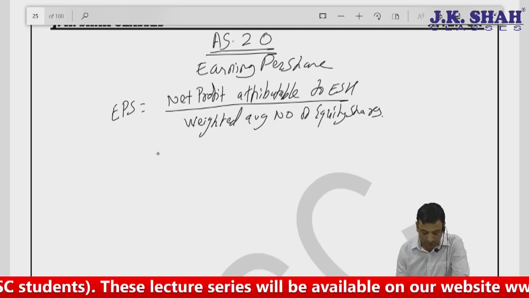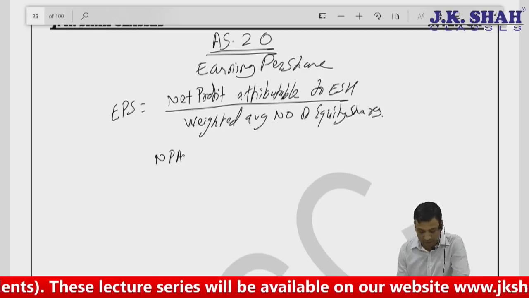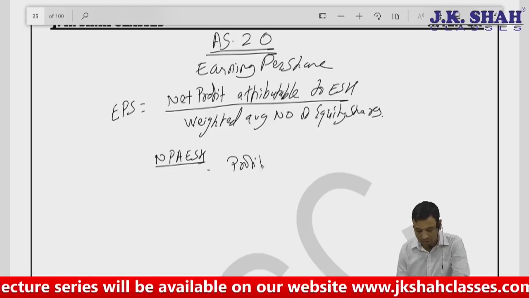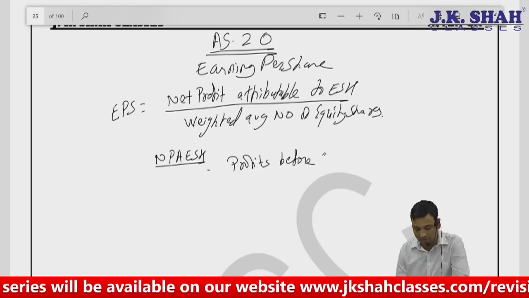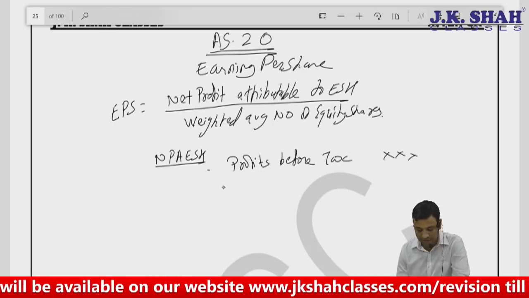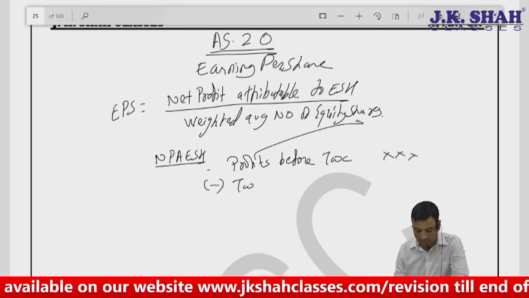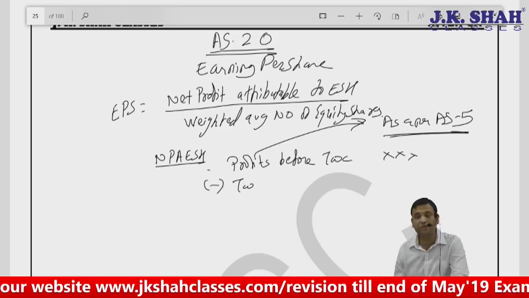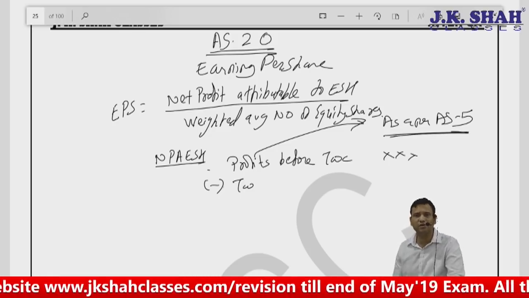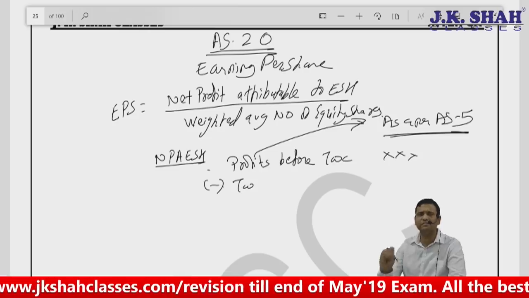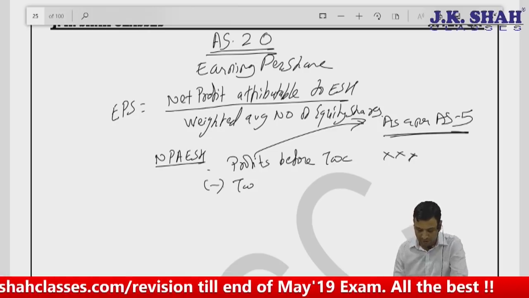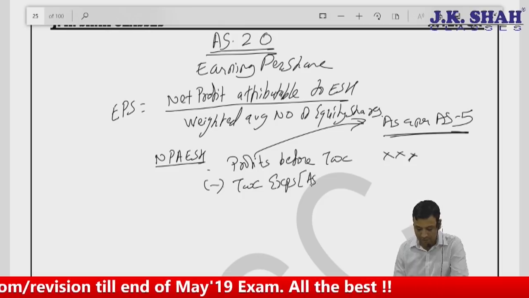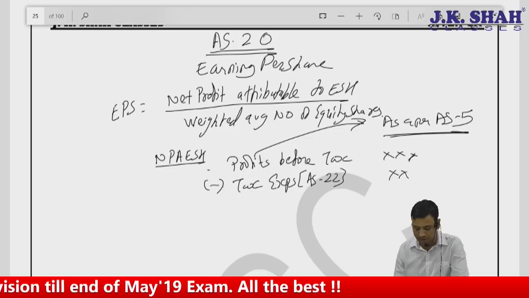That is nothing but the numerator part. Net profit attributable to equity shareholders. Now what will come under this? It's nothing but profits before tax. Whatever you have computed, that is your profits before tax. This profit should be as per Accounting Standard 5, which means you should have considered prior period items, ordinary, extraordinary, recurring, non-recurring, everything as per AS 5. Profits before tax less tax expense. Of course, this tax expense should be as per AS 22, which we have already studied.